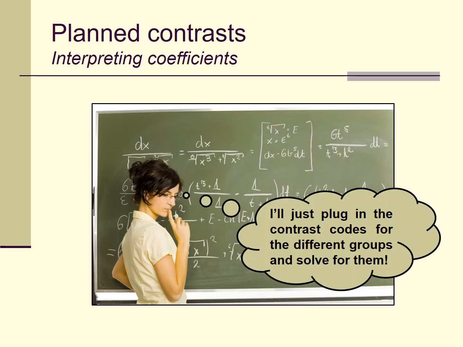Well, if you remember from class or from reading the text, you know that to figure out what those regression coefficients mean, all we really need to do is plug in values for the different contrast codes that we have and solve for b sub 0, b sub 1, b sub 2. It involves a little bit of algebra, but once you've done it once or twice, it's really not all that hard.